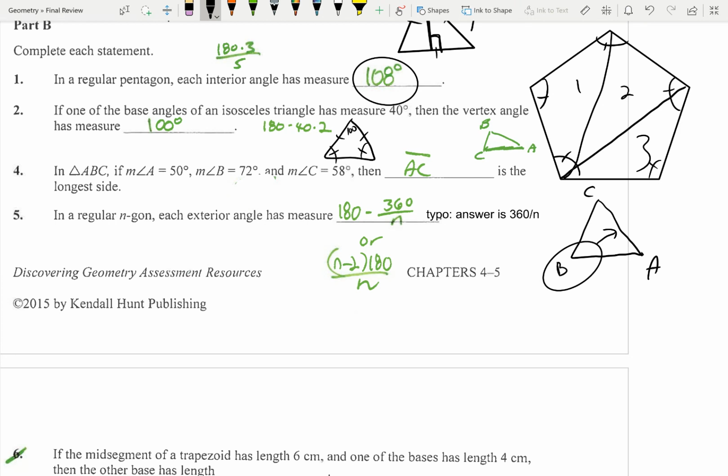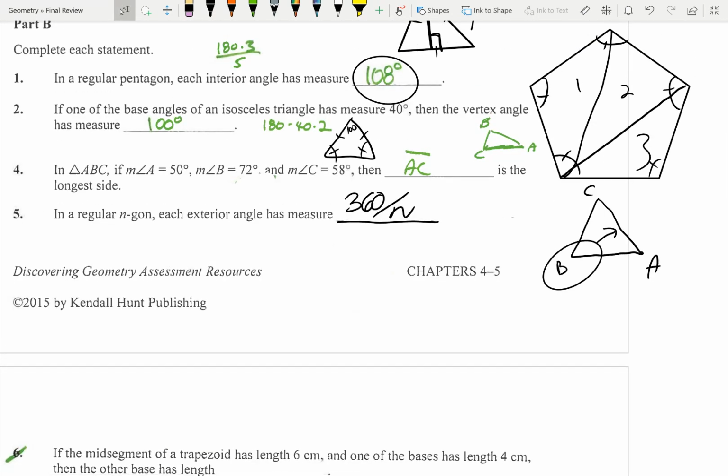And in a regular n-gon, each exterior angle has a measure of 180 minus 360 over n. And that is a typo. So let's change that, shall we? So that's going to be 360 divided by n.